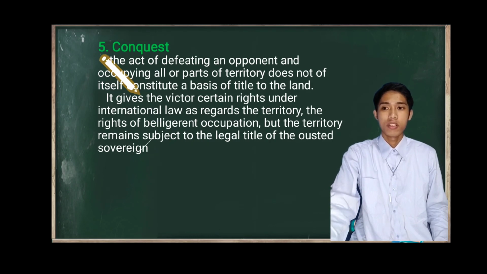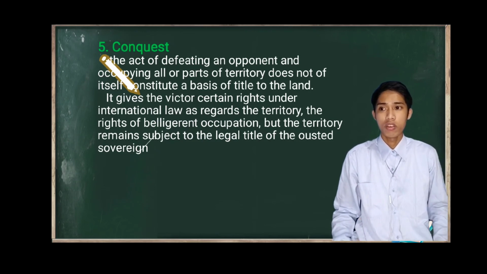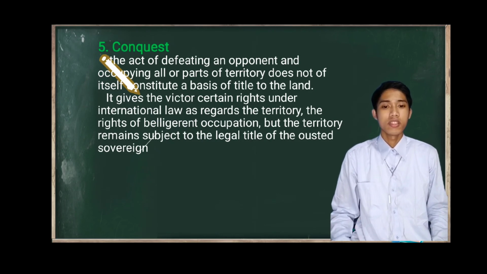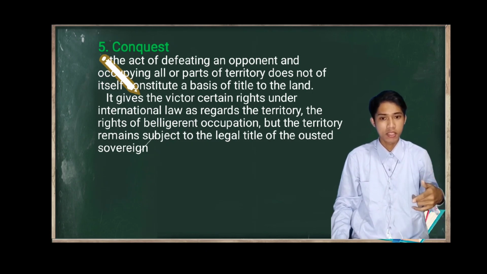The fifth is the conquest. Conquest is the act of defeating an opponent and occupying all or parts of its territory, which does not of itself constitute a basis of title to the land. It gives the victor certain rights under international law regarding the territory, the rights of belligerent occupation, but the territory remains subject to the legal title of the ousted sovereign. An example of a conquest is an army taking over a town in a war.